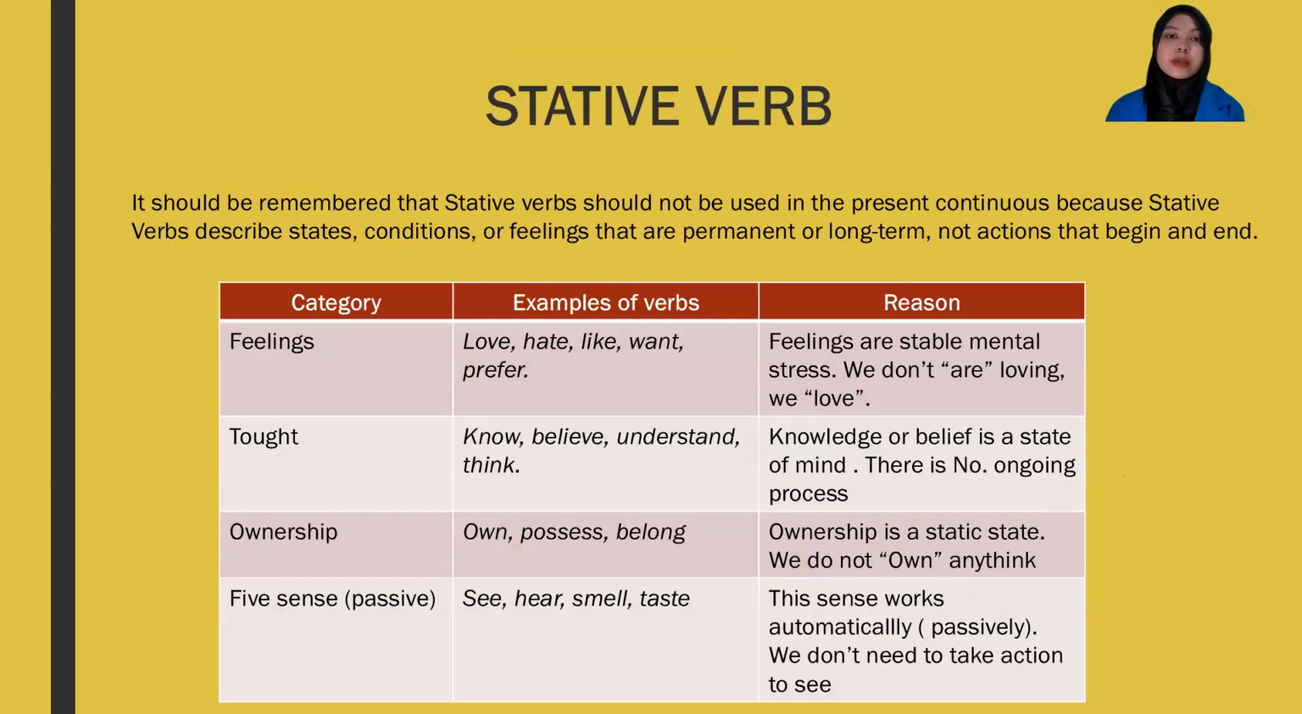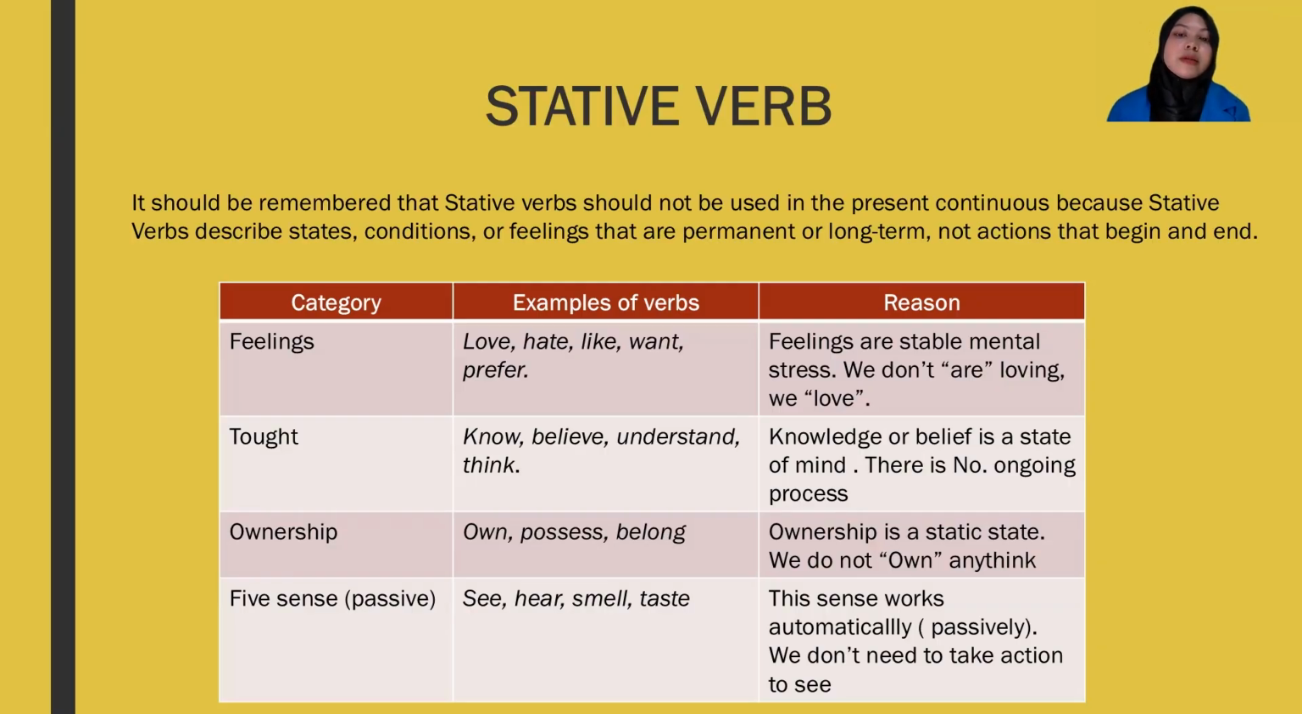Okay, next we learn about stative verbs. It should be remembered that stative verbs should not be used in the present continuous, because stative verbs describe a state, condition, or feeling that is permanent or long term, not an action that begins and ends. There is a category, example of verbs, and reason. Category feelings: love, hate, like, want, prefer. The reason: feelings are a stable mental state. We don't say are loving. We say love.